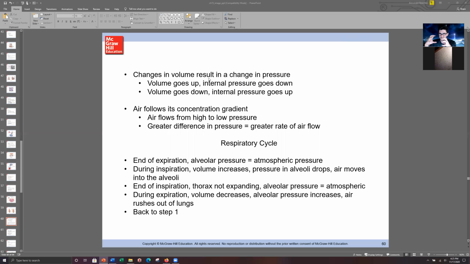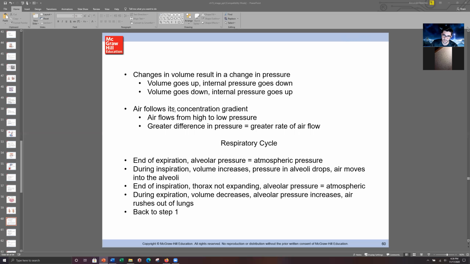Whereas if you decrease the volume, or you decrease the size of that container, whatever gas is in there bouncing around, the pressure is going to go up because the molecules are going to be bouncing off of each other a lot more consistently. Okay, so as volume goes down, internal pressure goes up. As volume goes up, internal pressure goes down.